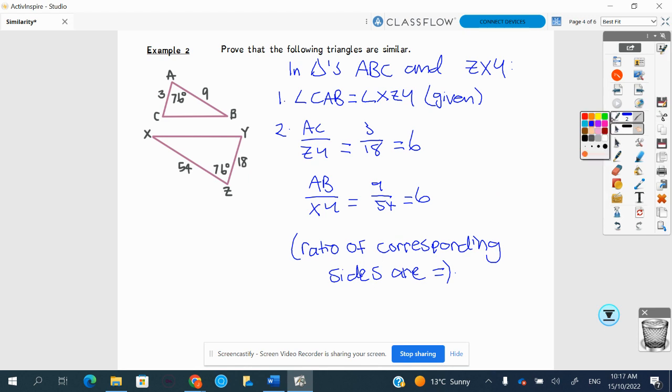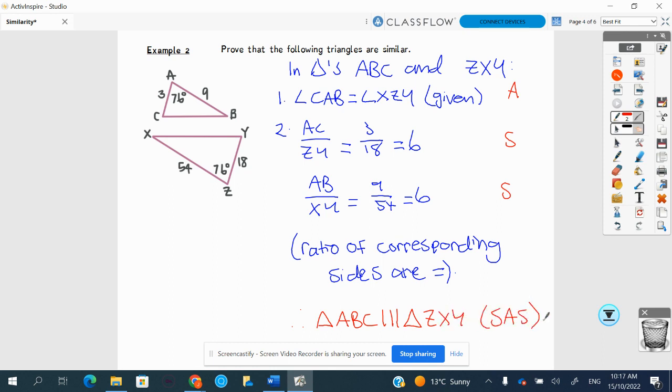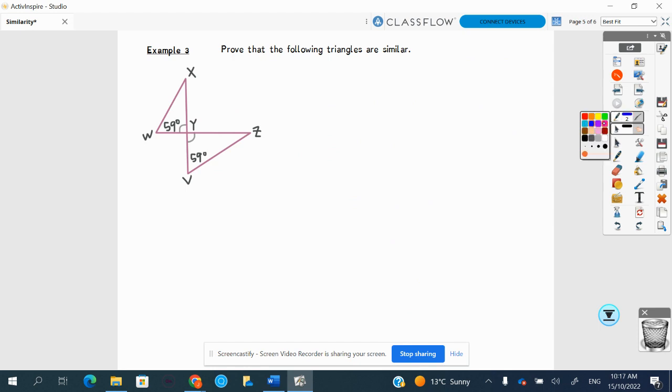So that means, I'll just change color here, to show that we've got an angle, and because these are in the same ratio, we have two sides. So our concluding statement, we have triangle ABC is similar to triangle ZXY because of side, angle, side, and that is finished. Let's have a look at another example. Just change my color back.